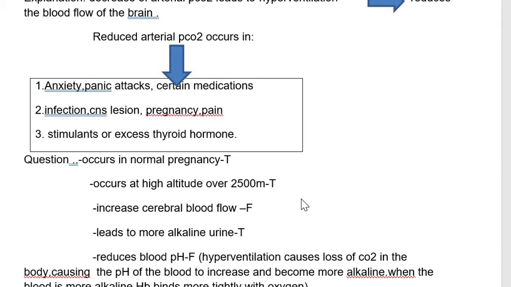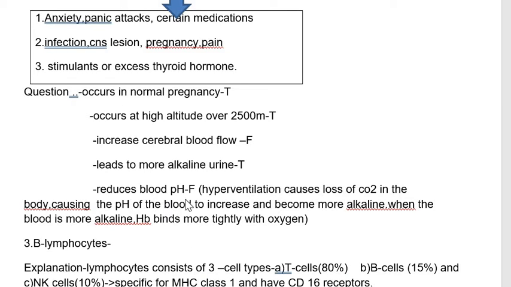The question was that a pregnant woman is hyperventilating. So what is the physiological reason for it? The reason is reduced arterial PCO2, and it occurs in normal pregnancy, which is true, and it occurs at high altitude over 2,500 meters, that is also true, and it doesn't increase the cerebral blood flow, and it leads to more alkaline urine. What about reduces blood pH?